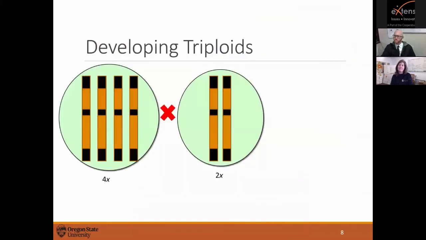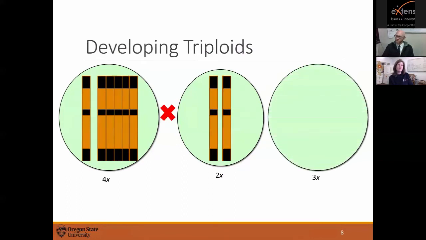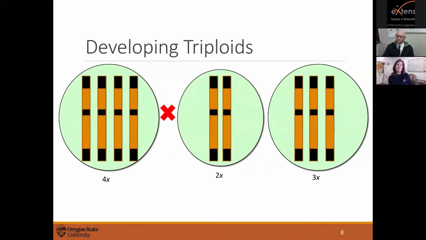So how do you develop a triploid? Here you see a schematic of a plant that's represented as a tetraploid with 4 sets of chromosomes, and one that's a diploid with 2 sets. You simply cross them, and during the sexual hybridization, you get 2 sets of chromosomes from the tetraploid and 1 set from the diploid, and it results in a plant that has 3 sets of chromosomes.